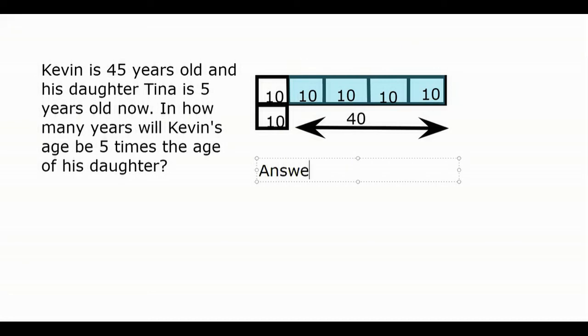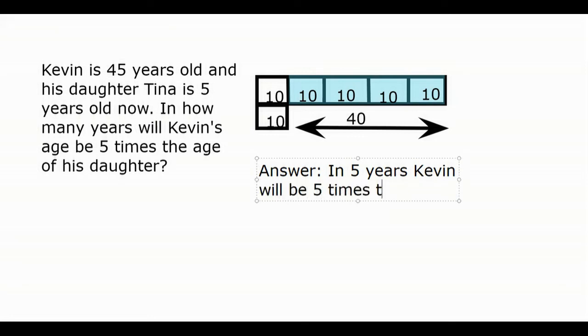And we'll write that. In 5 years, Kevin will be 5 times the age of his daughter. Of course, we don't need a capital for that. There we go, we have the problem done.